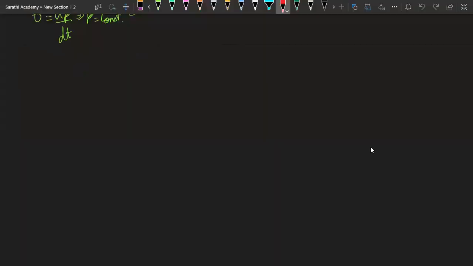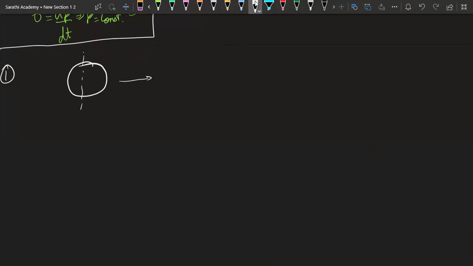Okay, let us continue. We'll do some applications of conservation of linear momentum, which is very important. Now, suppose a question is there in which a bomb explodes into two parts, which is in the ratio of 1:2.